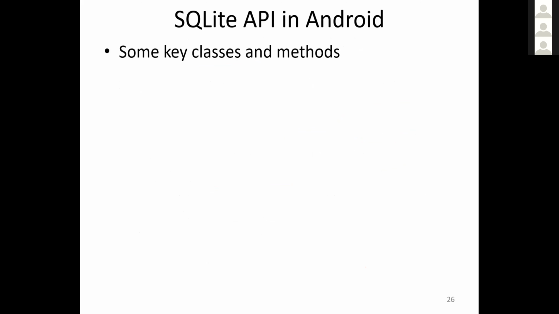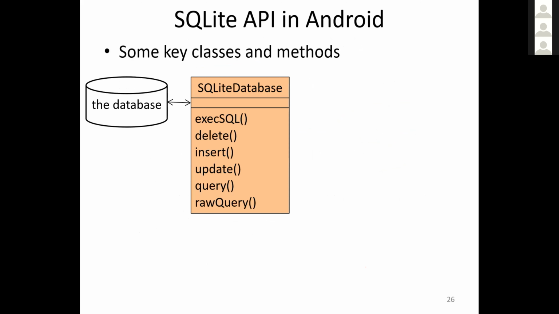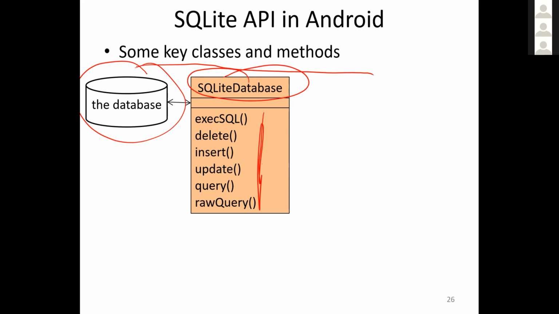So the SQLite API in Android, this is the way you do it. Some key classes and methods that you implement. So this is the database. You have the SQLite database that can execute all these codes: execute SQL, delete, insert, update, query, raw query, and so on.